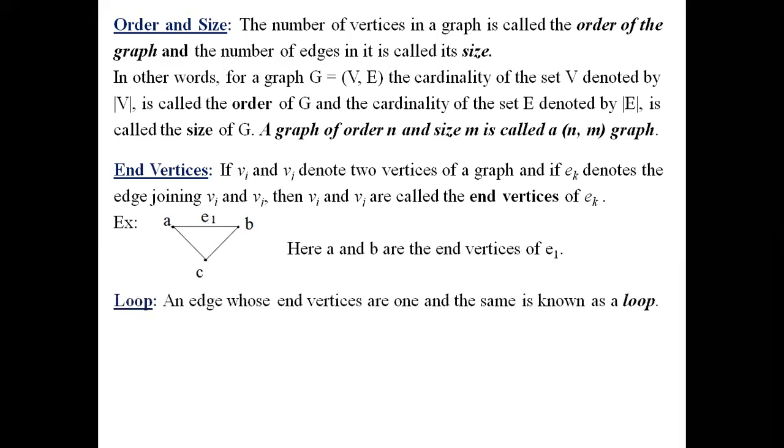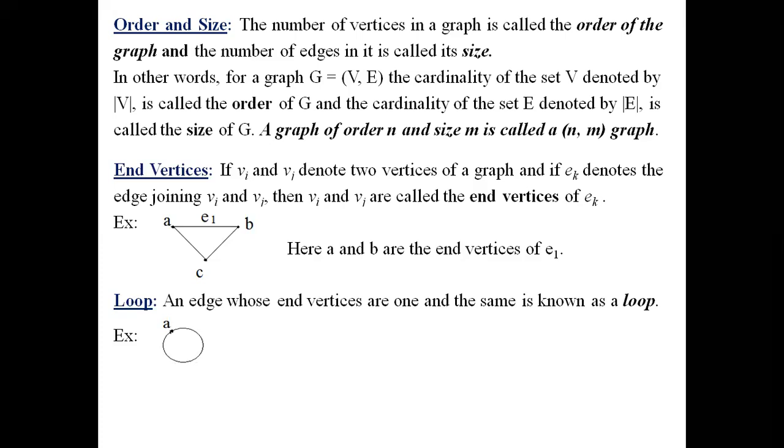Loop. An edge whose end vertices are one and the same is called a loop. The starting vertex and the ending vertex are the same here. So end vertices are one and the same. So we represent an edge in this manner. I have a vertex A. We are starting from A and coming back to A. The end vertices are the same.